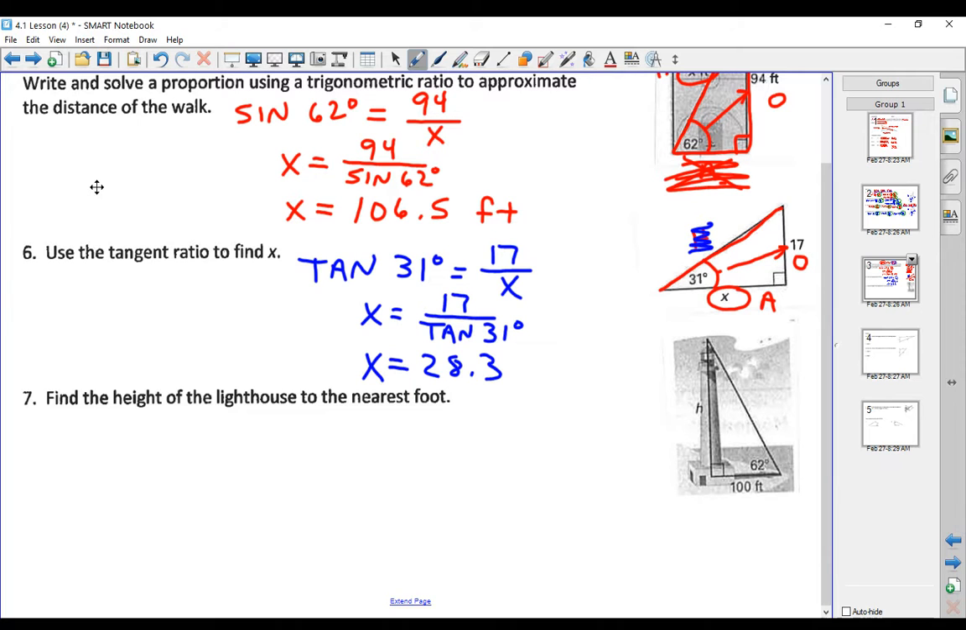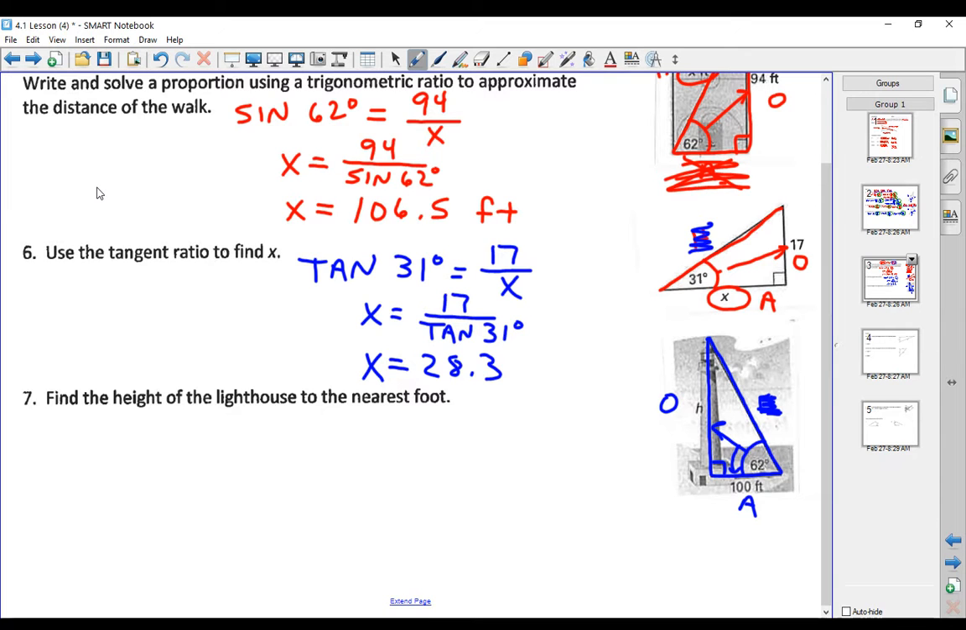Here's another application problem. They want to know how tall the lighthouse is to the nearest foot. So we have a right triangle here. Here's my right angle, so that means the side across from that would be my hypotenuse. Here's the angle that I'm looking at, that's 62 degrees, and it's looking at this side, which would be my opposite side. And this side right here is right beside the angle, that's the adjacent side. Now, I don't have anything in the problem about the hypotenuse. I don't have any information about that, so just ignore that.